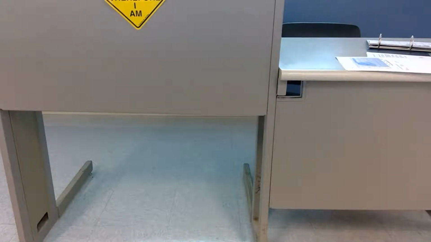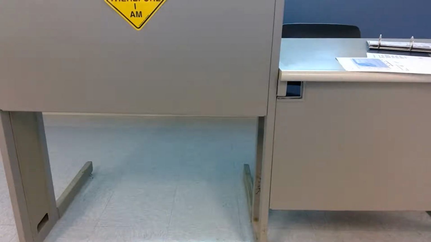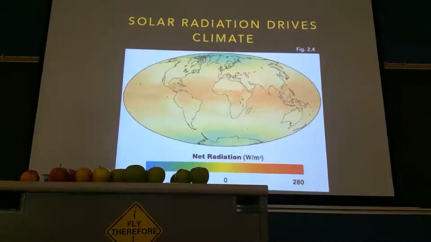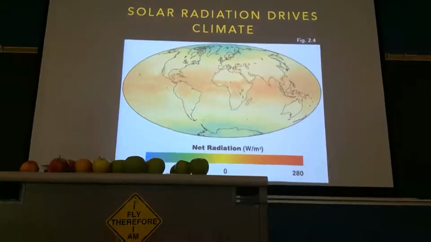So what portion of the globe receives the most solar radiation? The equator, okay? We all get that. And then what is the kind of change as we move towards the poles in solar radiation?